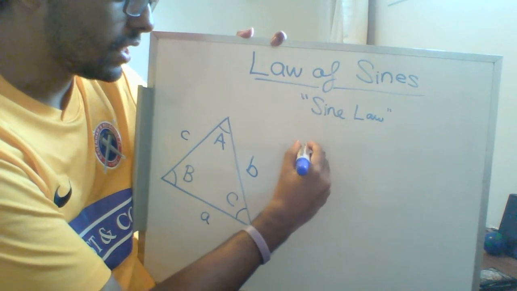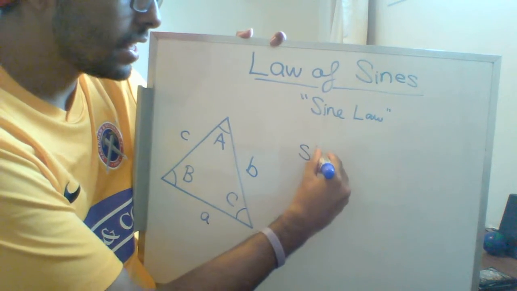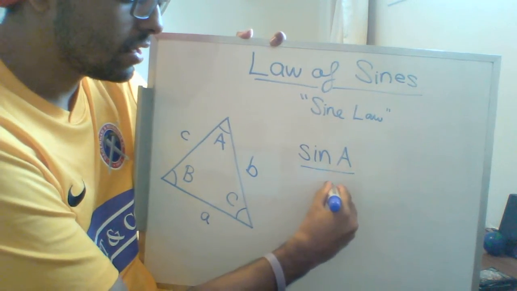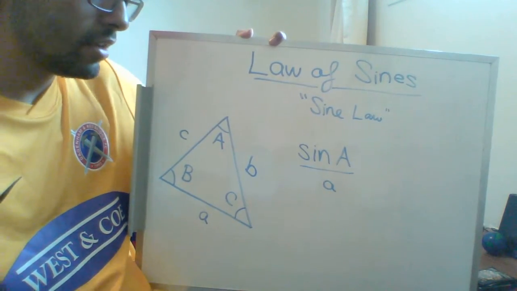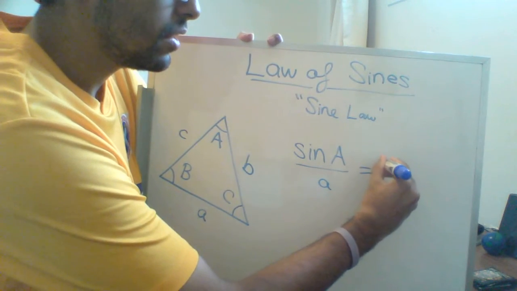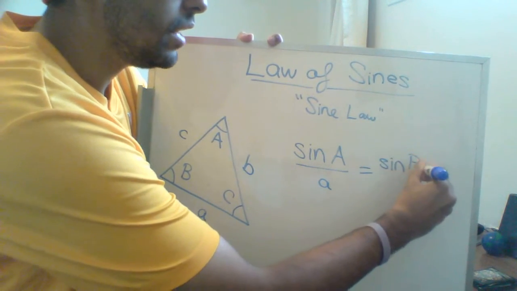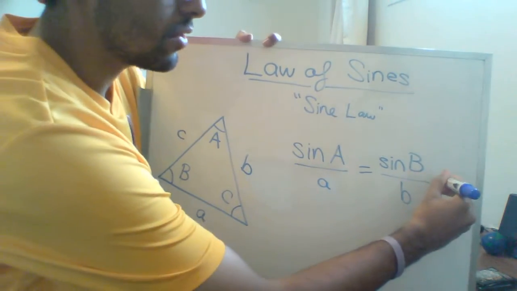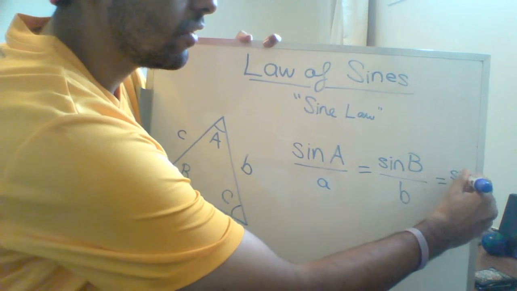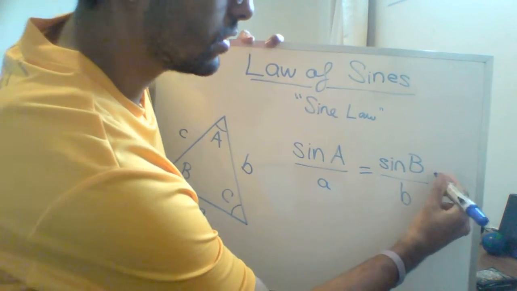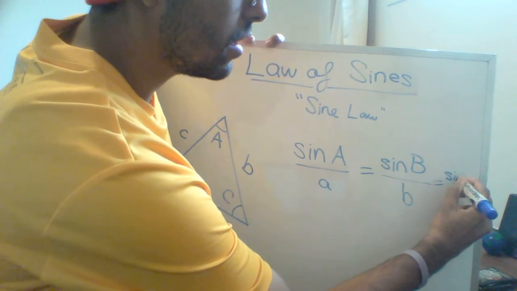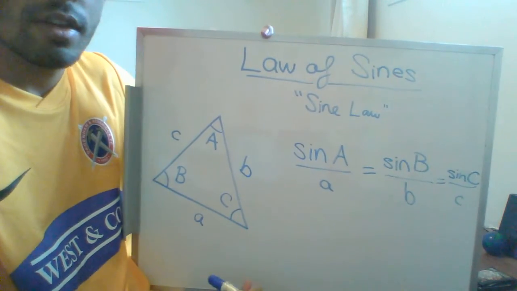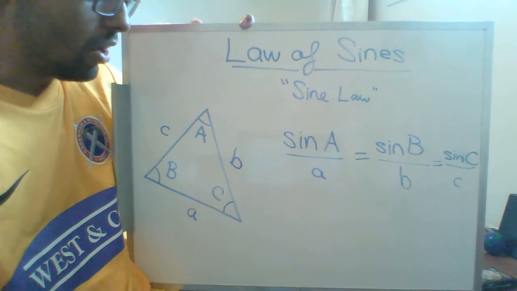Basically the way it works is: sine of angle A divided by the length of side a is equal to the sine of angle B divided by the length of side b, which is also equal to the sine of angle C divided by the length of side c. I'm going to have to scrunch this in there. So this is sine law, the law of sines.